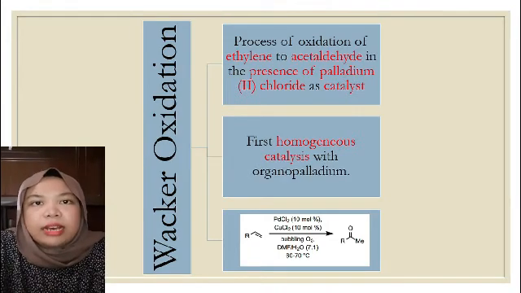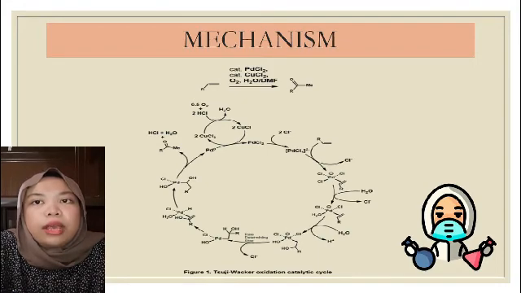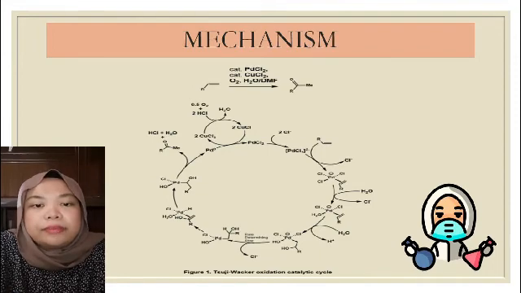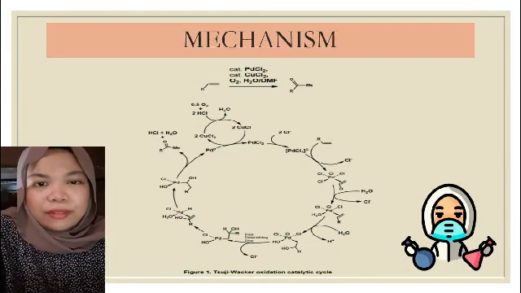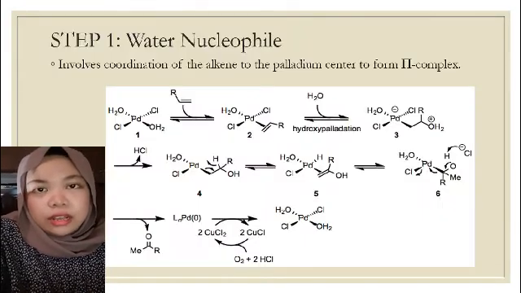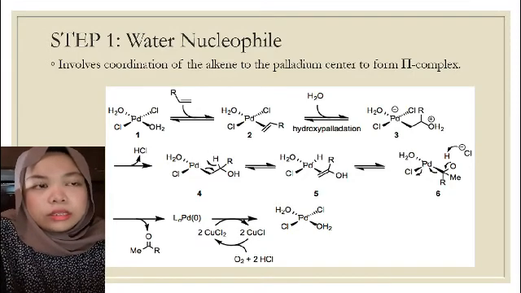As you can see on the next slide, this is the overall mechanism of the Wacker oxidation. The ethylene reacts with catalyst PdCl2, catalyst CuCl2, oxygen, H2O, and solvent DMF to get the acetaldehyde. Now I will explain to you about the mechanism of Wacker oxidation. Wacker oxidation includes 2 steps. The first step is water as nucleophile.